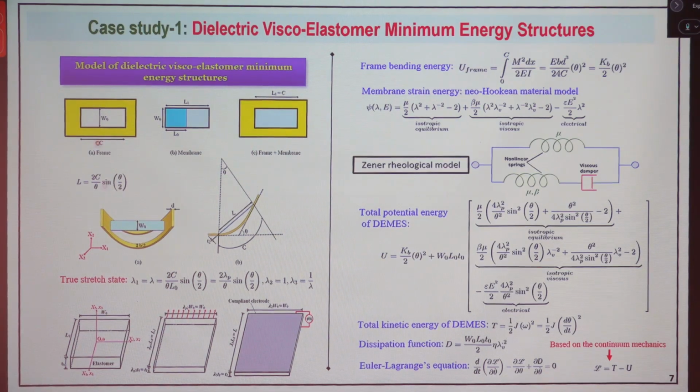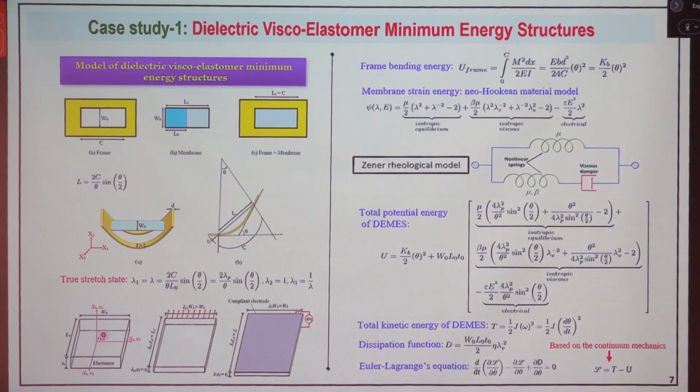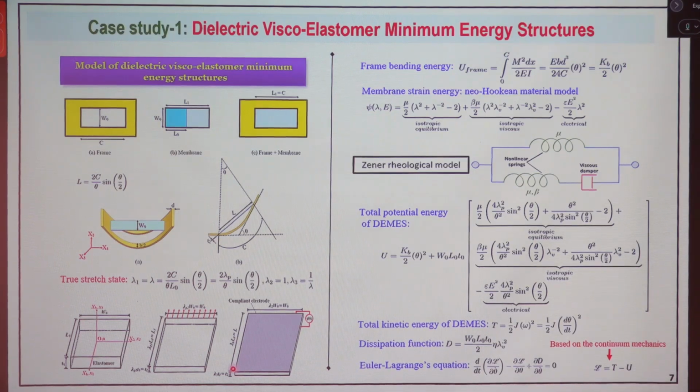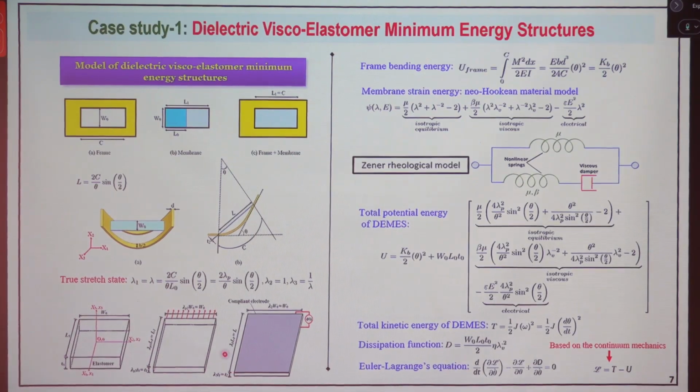If we are looking into the membrane part only, we are having 3 configurations. The initial membrane is there: initial configuration, reference configuration. Second one is what? Pre-stretch configuration. And third one is what? Actuated configuration when you apply the voltage to that. So if you are looking at the membrane, we are having 3 configurations: initial, stretched, and electric voltage. So these are the 3 configurations.